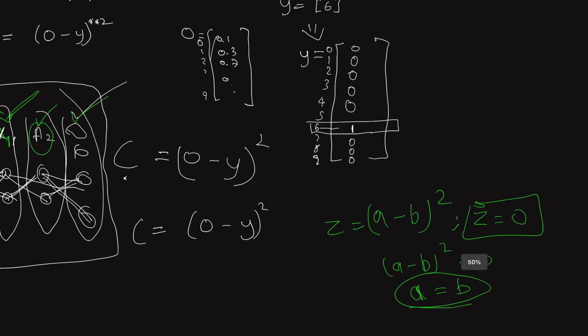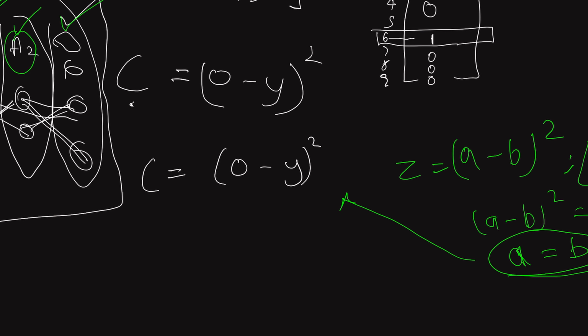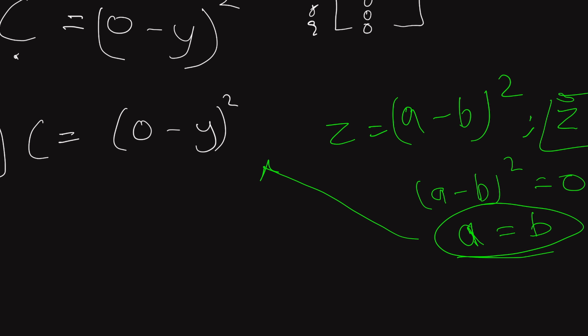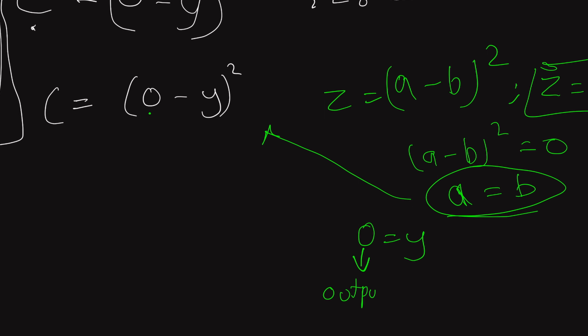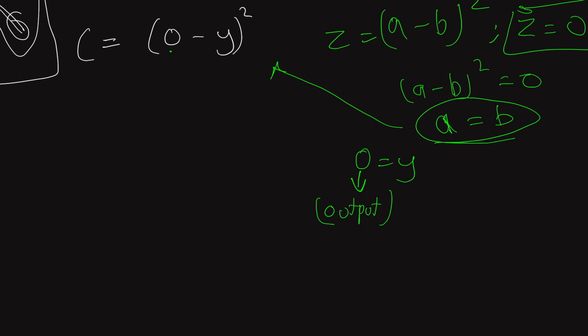Okay, so using exactly the same logic, the least value of the cost can be 0, and it only happens when o minus y equals 0. That means o equals y. What is o again? It's the output of the function of our neural network, right? What is y? y is the actual label of the image that was fed in.